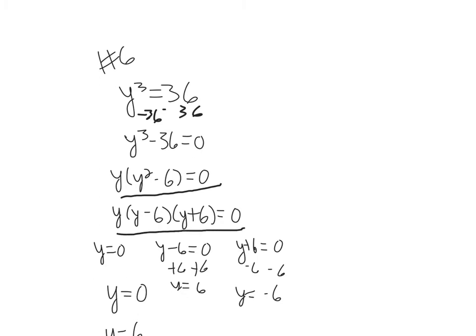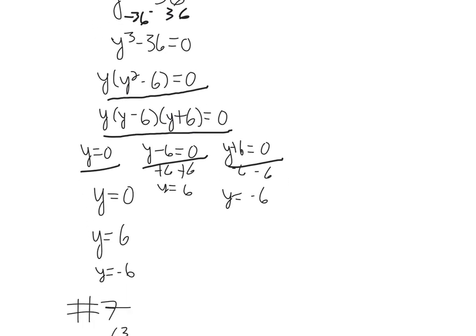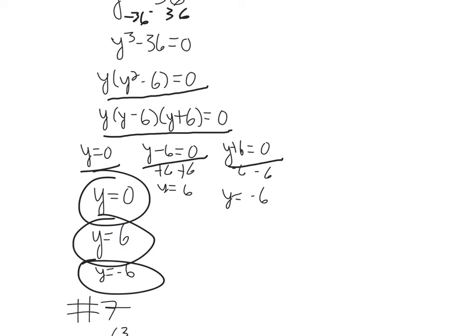Then you set these all equal to 0, so y equals 0, that's already an answer. y minus 6 equals 0, then y plus 6 equals 0. So once you solve that, you would get y equals 0, y equals 6, and y equals negative 6. And those would be your three answers for this problem.